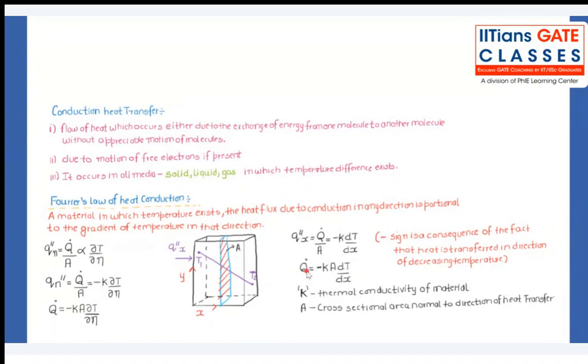So if you want to calculate the total heat transfer in the x direction, it will be minus K A dT dx. K is thermal conductivity of the material. A is the cross-sectional area normal to the direction of heat transfer.